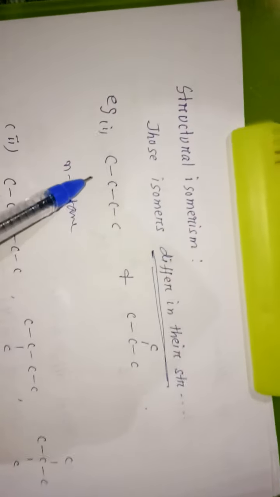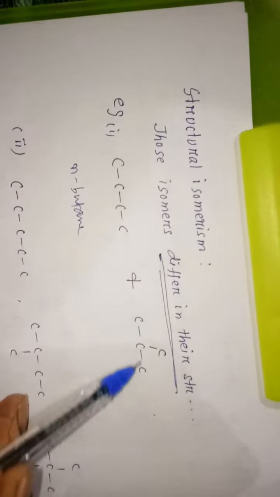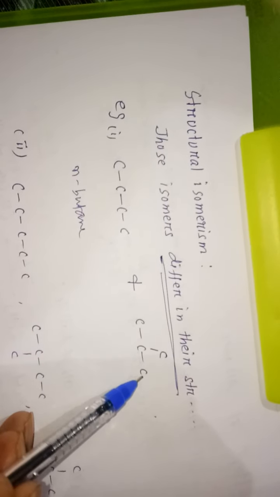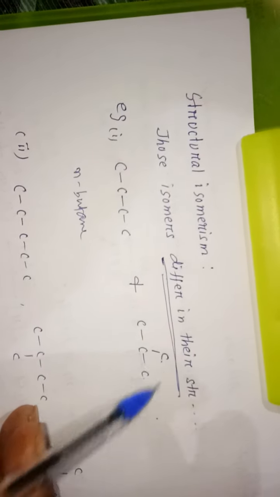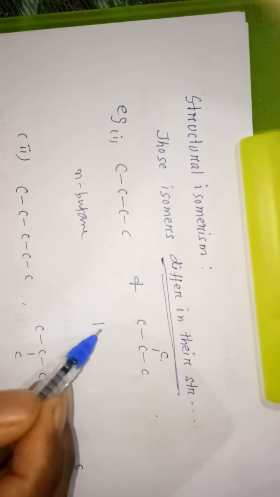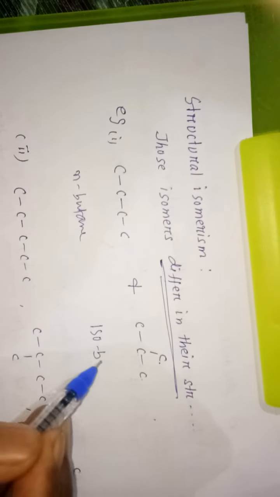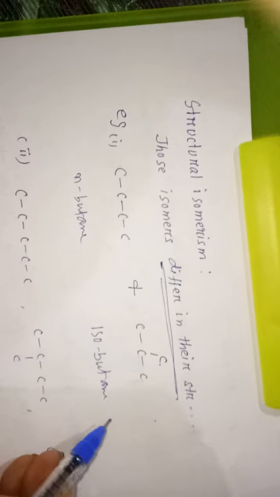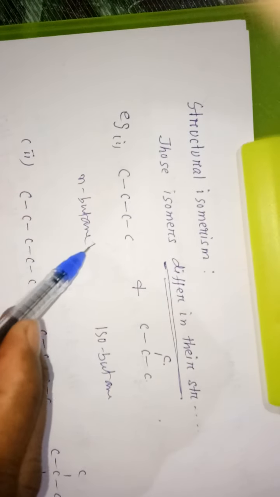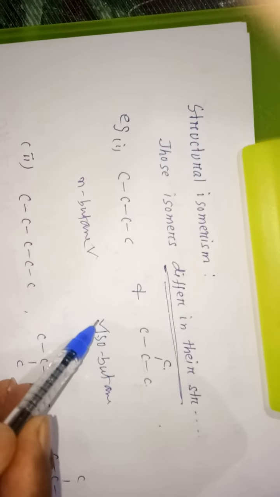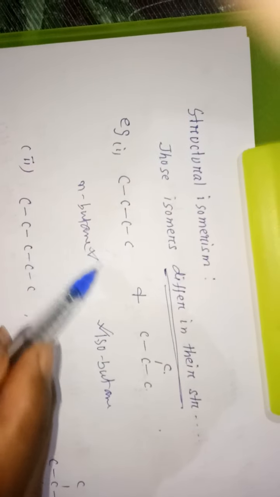Now normal butane has 4 carbons, but you see there is a difference in the structure. These 3 carbons are in a straight line, and 1 is in the branch. So this is also called your isobutane. So your normal butane and isobutane are structural isomers. They differ in the structure.